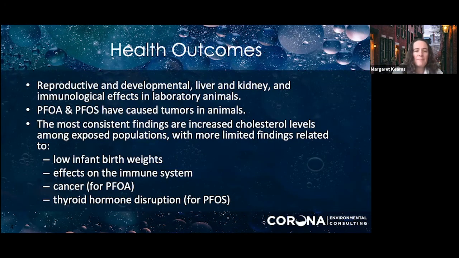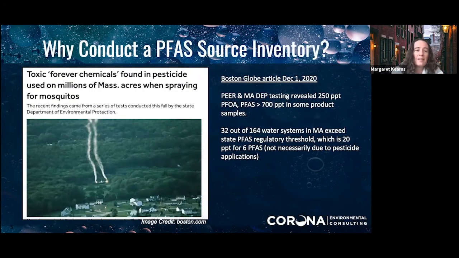Next slide, Shawnee. There's a lot of activity at the federal level as well as the state level, and it's really getting into the public eye, not just the drinking water community. This is an article from the Boston Globe. This was the cover page of the Boston Globe just last week on the 1st. And it says toxic forever chemicals found in pesticide used on millions of Massachusetts acres when spraying for mosquitoes.